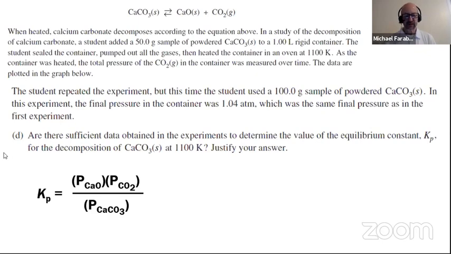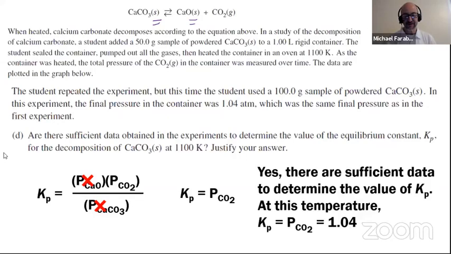Well, if you look closely at the phases of matter and just kind of use common sense here, you're not going to have the pressure for a solid. In fact, we never, in a heterogeneous equilibrium involving different phases, we never include pure liquids or pure solids in the equilibrium expression. So our Kp is reduced to one term. And we already know that the pressure of the CO2 in each of these trials is 1.04. So yes, there are sufficient data to determine the value of Kp. All we really needed was that one measurement of 1.04, and that was obtained in both experiments. So we now have our value of Kp.